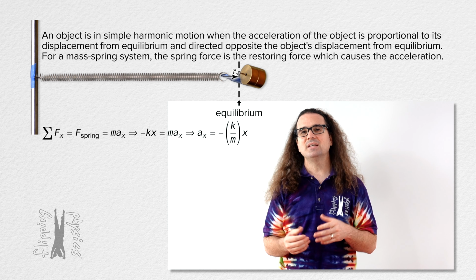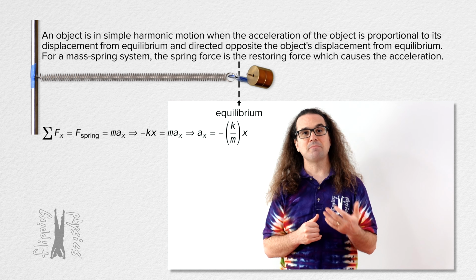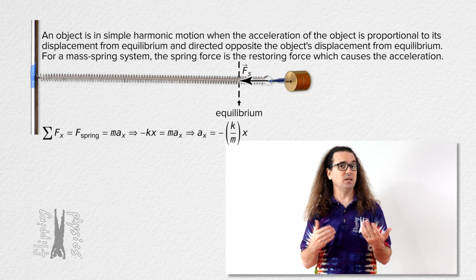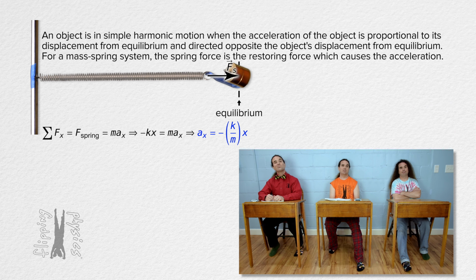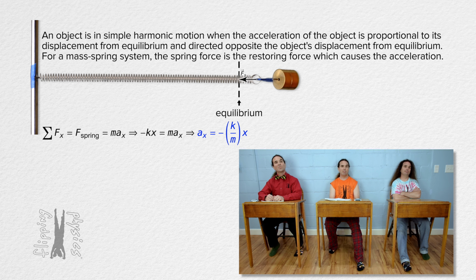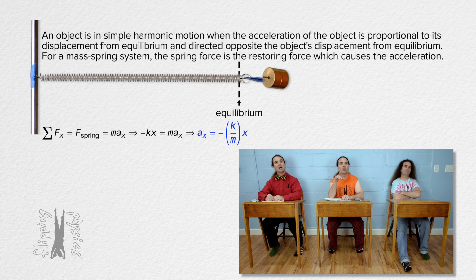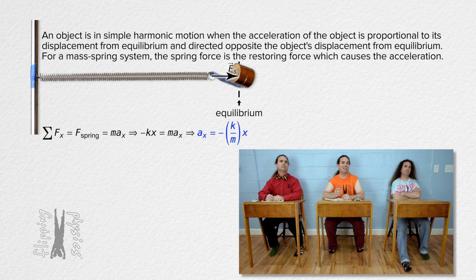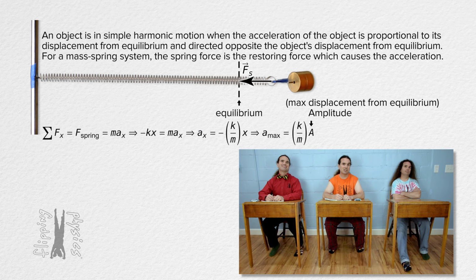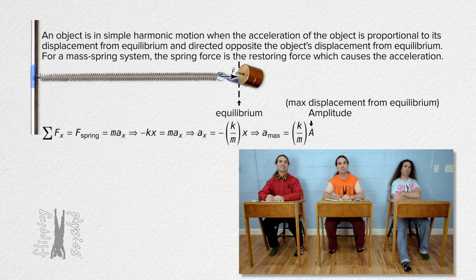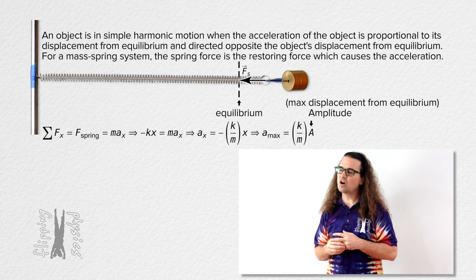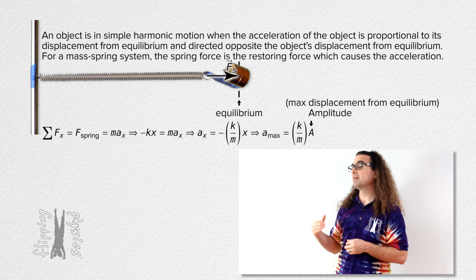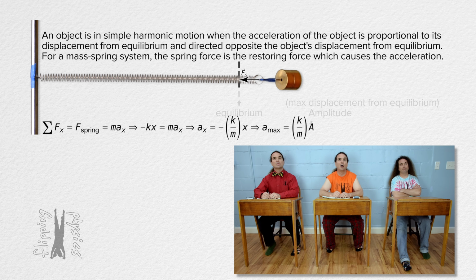Bobby, what is the maximum acceleration of a mass in a mass spring system equal to? If that is the equation for the acceleration of the mass, the maximum distance from equilibrium is amplitude, so the maximum acceleration equals the spring constant over mass all times amplitude. Thank you, Bobby. Bo, what are the derivative definitions of acceleration and velocity?